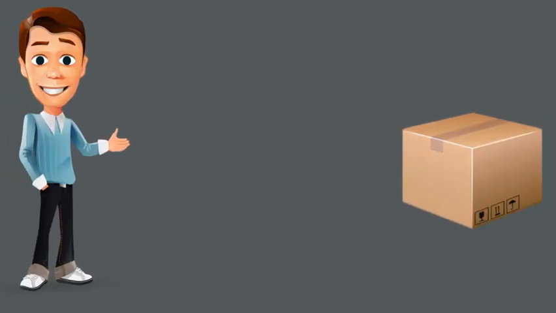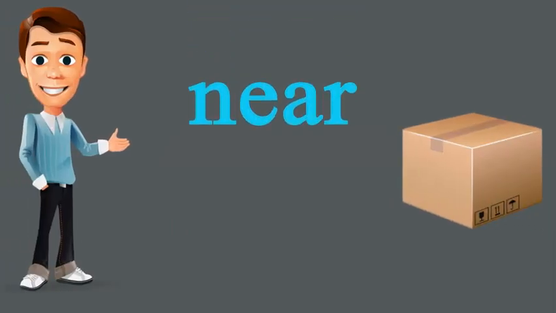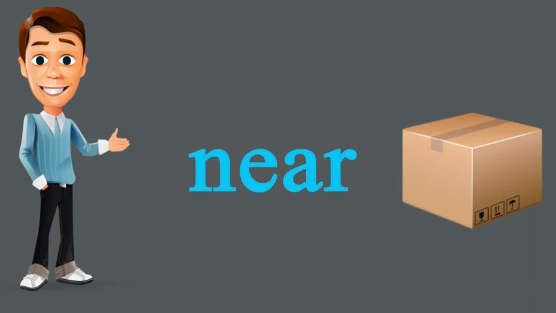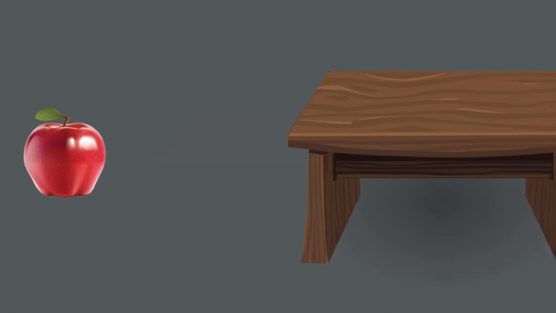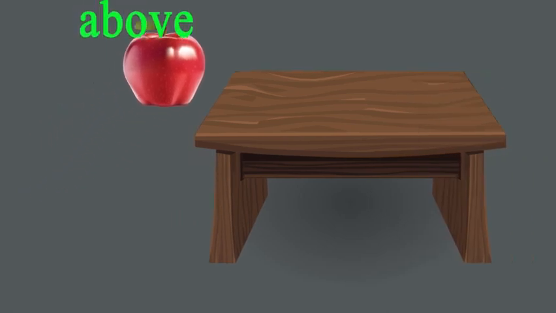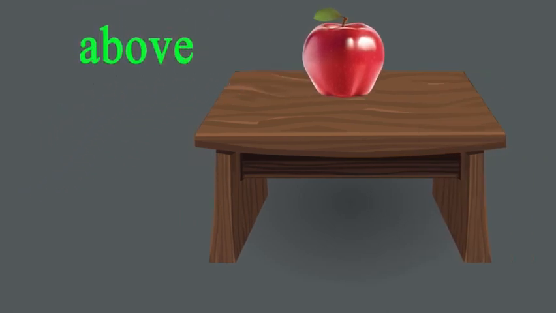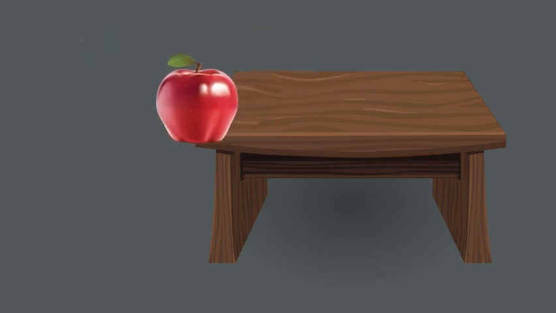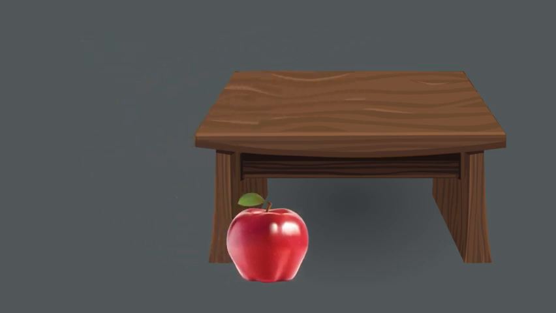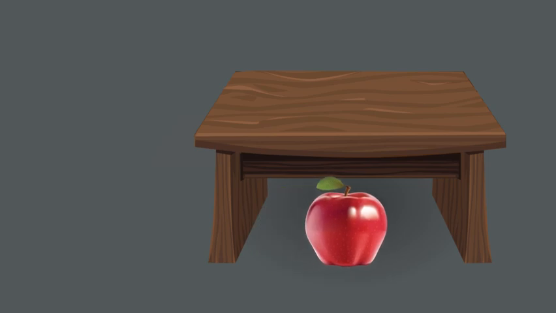Now the person is near to the box. So the preposition is near. And the apple is above the table. So above is a preposition. And that apple is below the table. So the preposition is below.